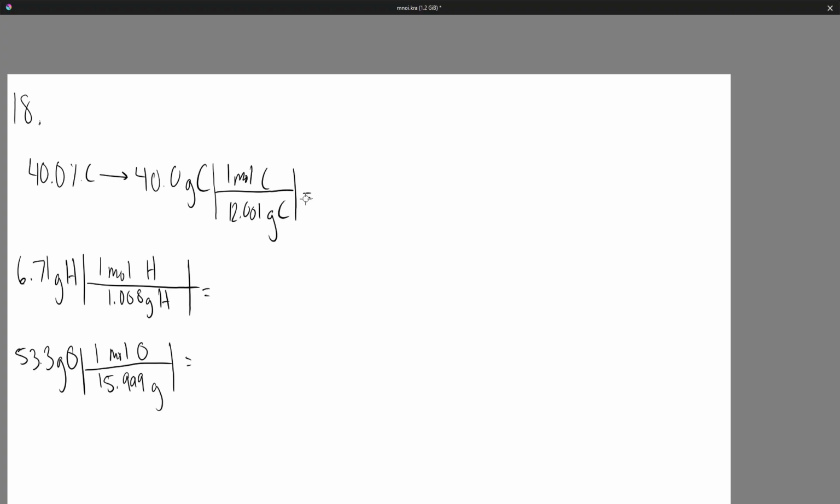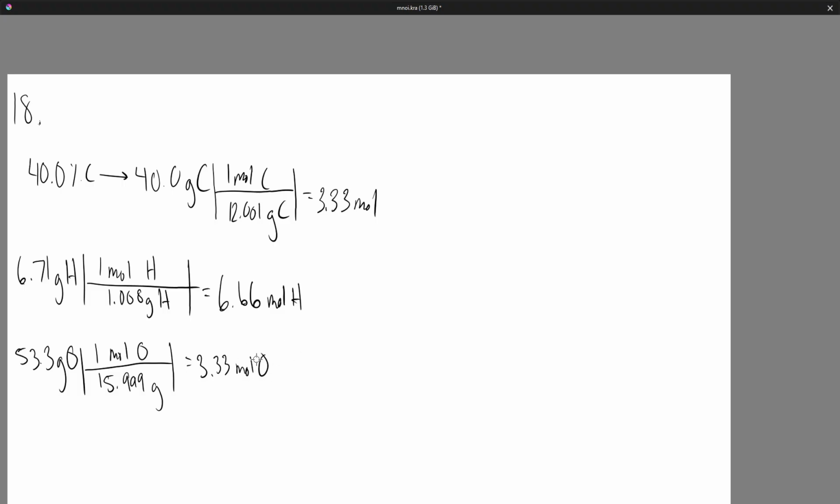So doing that, you get 3.33 moles. Here it's 6.656, but since there's 3 sixes here, you round this up to 6.66. For oxygen it's 3.33.